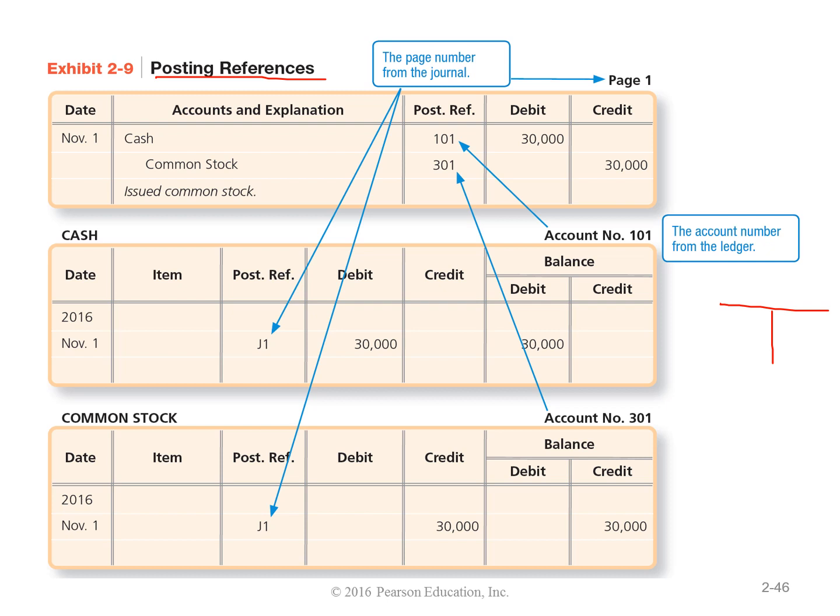It will be much easier, but actually you have to be familiar with the other forms or formats of the T account, and it is the same because actually it is item, post reference. It came from J1, journal 1, debit 30,000, so the balance will be 30,000. The common stock has been credited for 30,000. It came from J1, okay, and here it has been posted to account number 301, so it is credited for 30, so the balance will be 30.